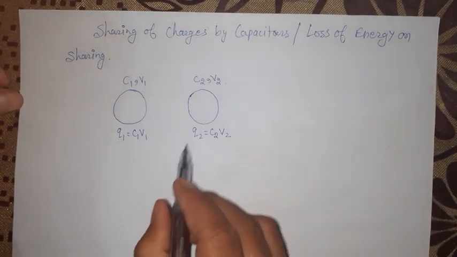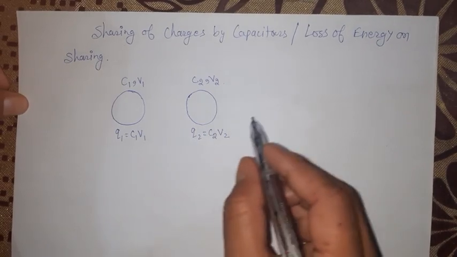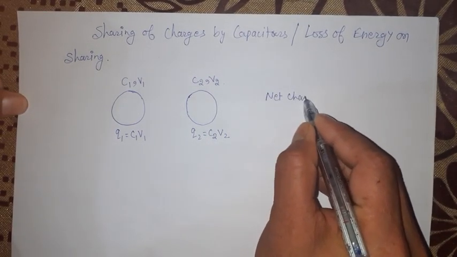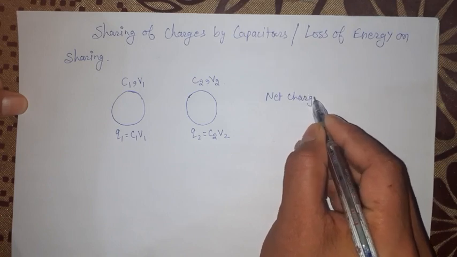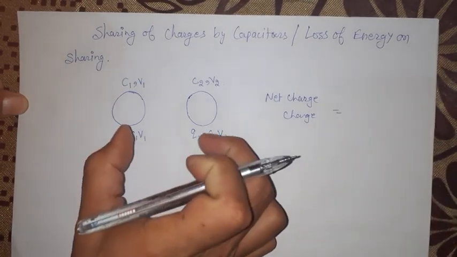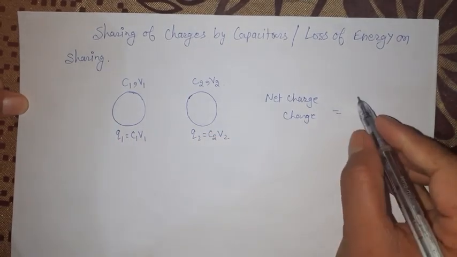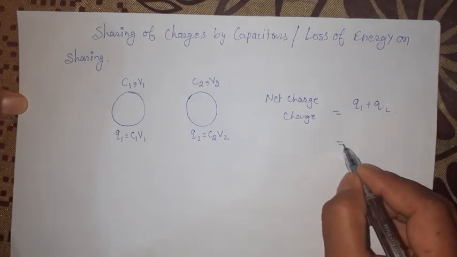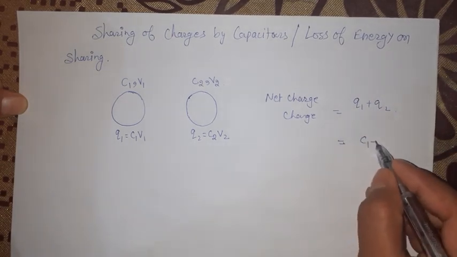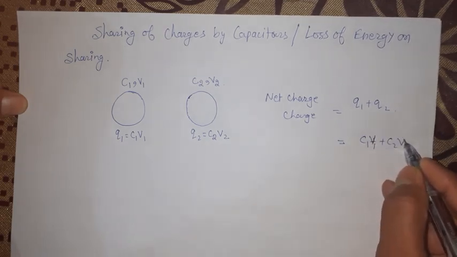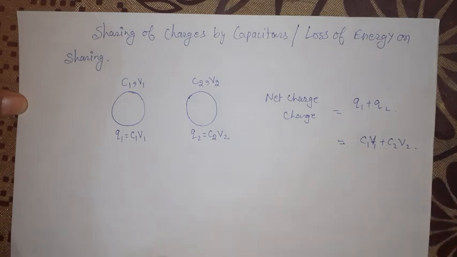And how much is the total charge? We can see that the net charge on these two capacitors, if we consider them as a system, will be q1 plus q2, which is equal to C1 V1 plus C2 V2. This is the net charge on the capacitors.